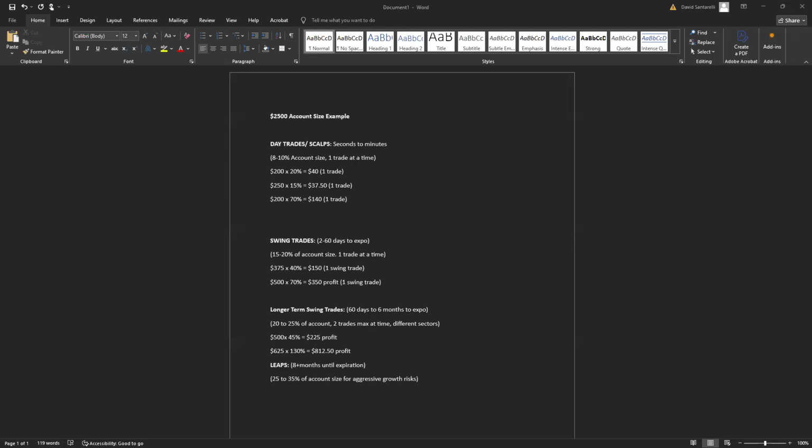And like I said there, let me put that up there on Discord. So you follow through with the trade plan and you're making these position size trades. Swing trades, anywhere from two days to 60 days till expiration, 15 to 20% of your account size. So if you have a $2,500 account, multiply that by 0.15. That's about $375 to $500.